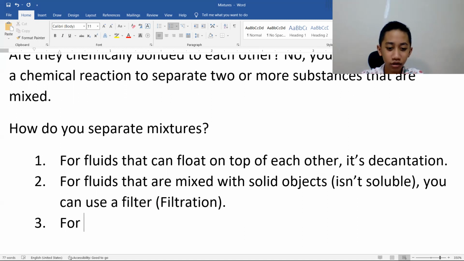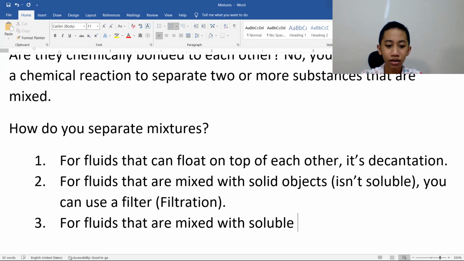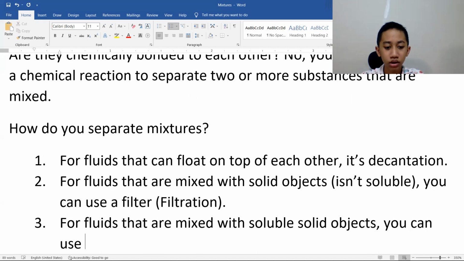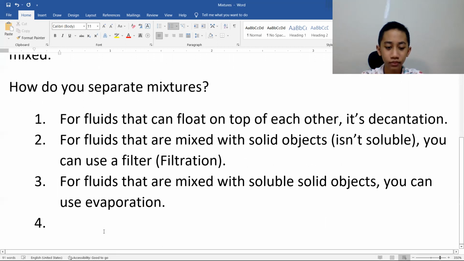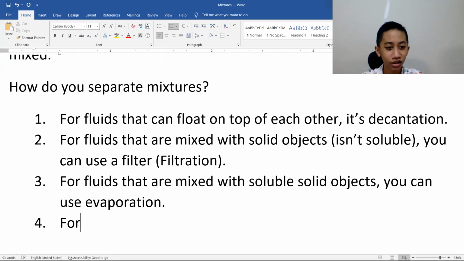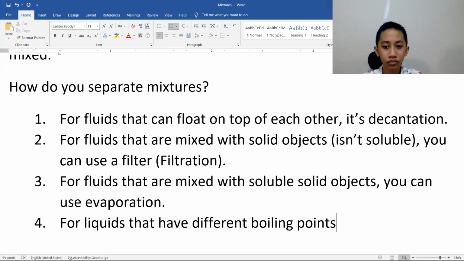Number 3, for fluids that are mixed with soluble solid objects, you can use evaporation. Number 4, what else? Oh, for liquids again that have different boiling points, you use distillation.